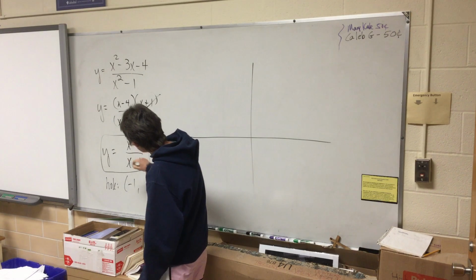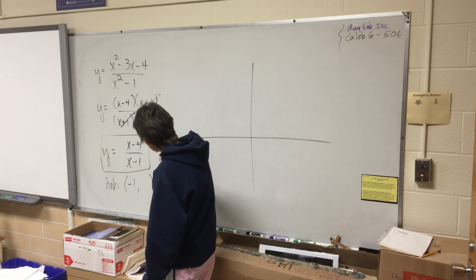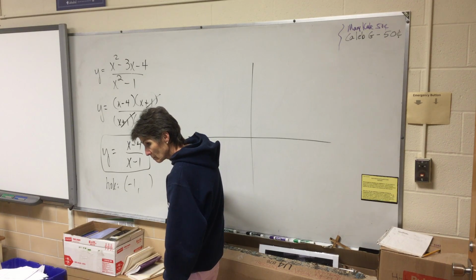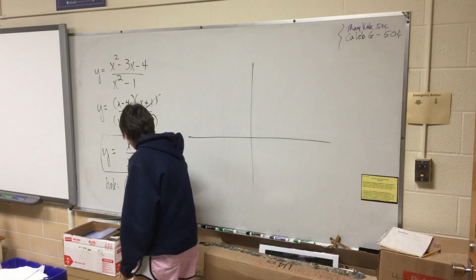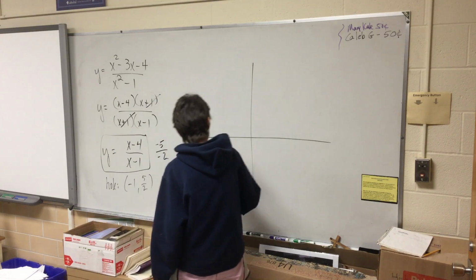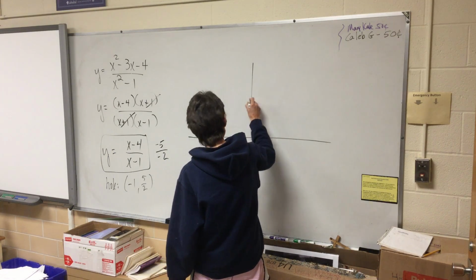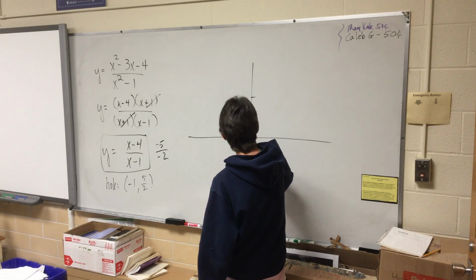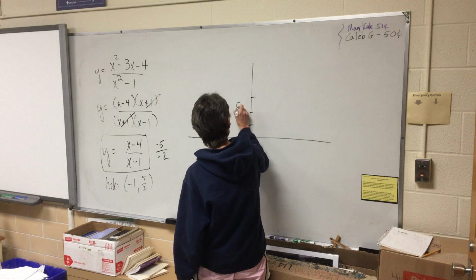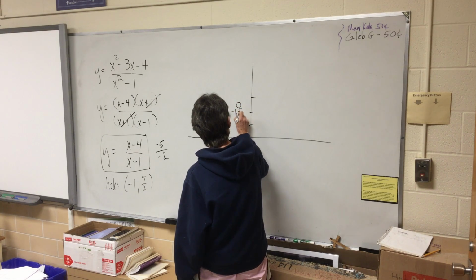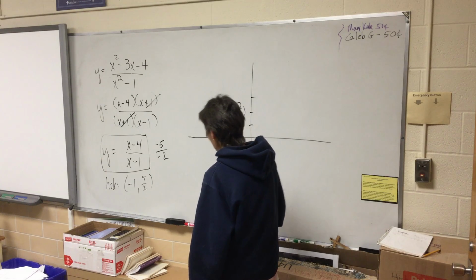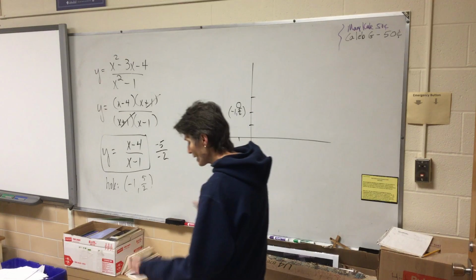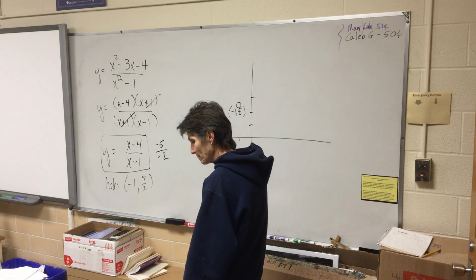So if I plug in -1, I'm going to get -5 over -2, which is 5/2, or 2.5. So I'm going to come over to my graph, and at -1, 5/2, I am going to put an open dot. That's called a hole. It's just like a regular point, except it's open.